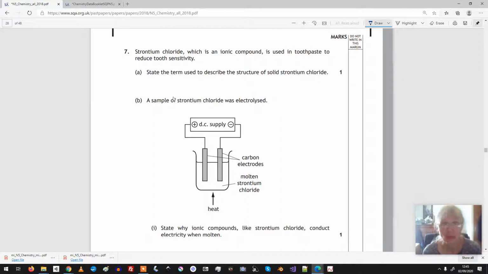So your main problem is probably going to be distinguishing between the word lattice and the word network. So you get ionic lattices and covalent networks. I'll just write both and show them to you. Ionic lattice, covalent network.